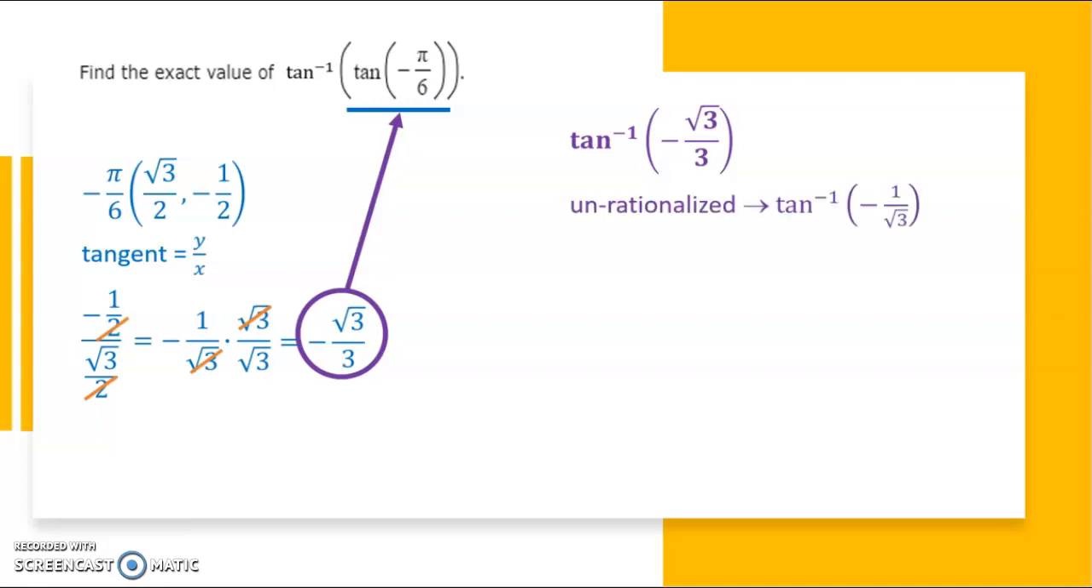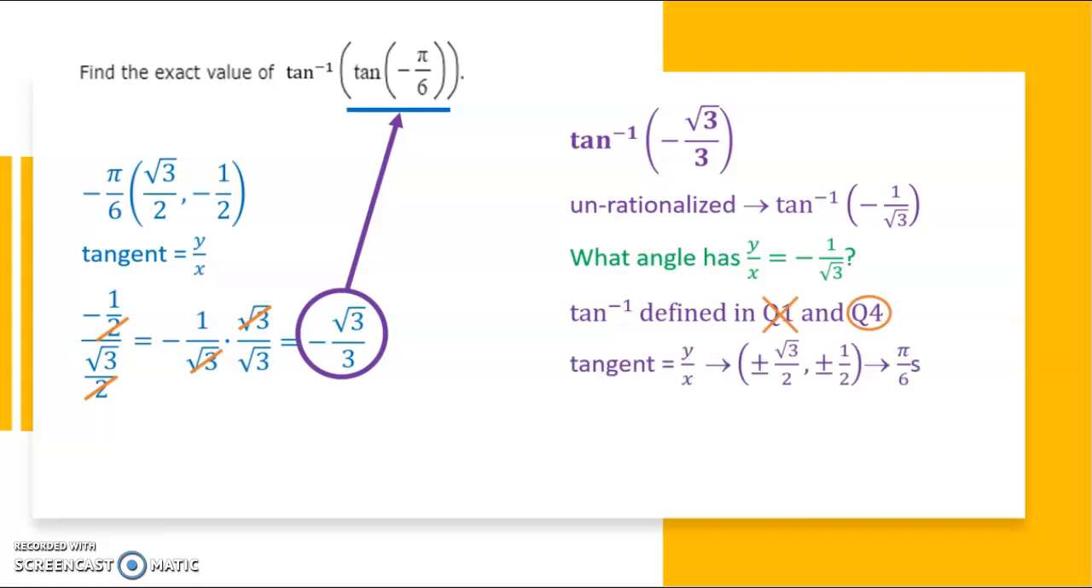If I take the rationalization out, go back to over here, we're looking at the inverse tangent of -1 over root 3, which means what angle has a y over x of -1 over root 3. Inverse tangent is defined in quadrants 1 and 4. Since our value is negative, we must be in quadrant 4. The tangent is y over x, so that means our x must be root 3 over 2, which means we're looking at our family of pi over 6's.